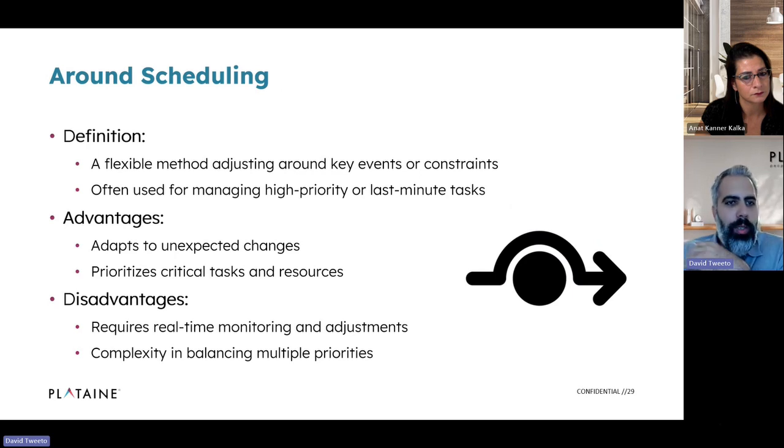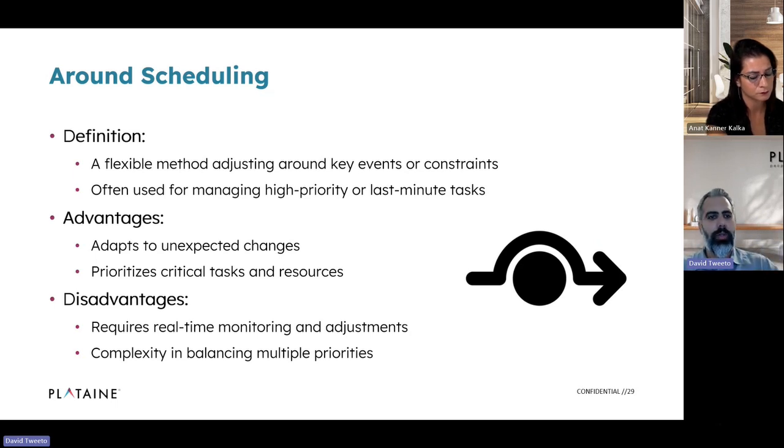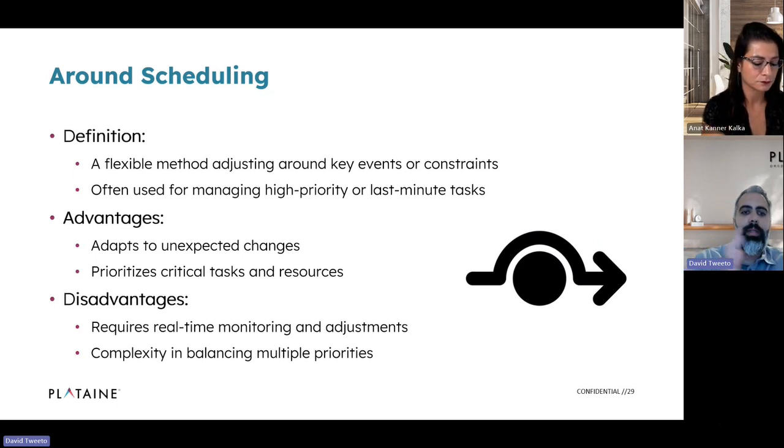Okay, scheduling around. So this is a flexible method for adjusting around key events or key resources or problems or constraints. It's often used for managing high priority or last minute tasks or rush orders or unplanned orders. The advantages, it adapts to unexpected changes, as I said. It prioritizes critical tasks and work orders or resources. The disadvantages, it requires real-time monitoring and adjustment. It can be disruptive. And it's very complex to balance if you have multiple priorities or you have many rush orders or unplanned orders. You basically end up probably choosing the previous two, like forward or backward scheduling.